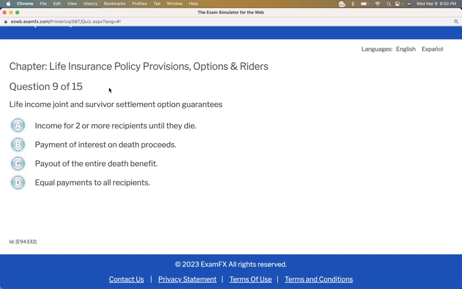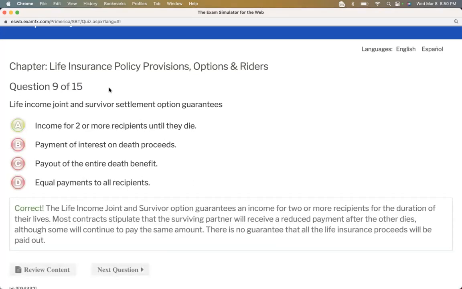Life income, joint and survivor. Joint and survivor guarantees what? A. Yep. It guarantees income for both people until the last one dies. So the income stops when the last one dies.